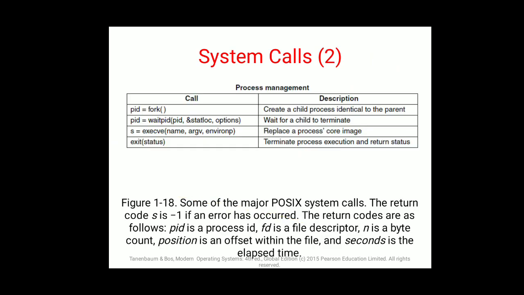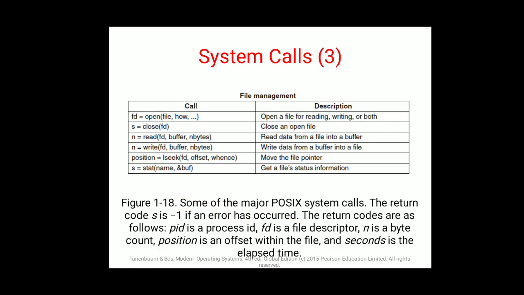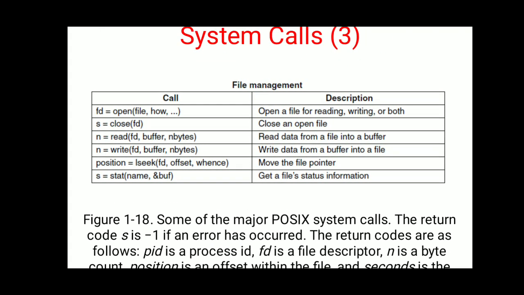Then the next is file management. There are different system calls for file management. fd = open is for opening a file for reading, writing, or both. Reading means you can use it only for reading. Writing means to make changes, and for both you can use the function called open.